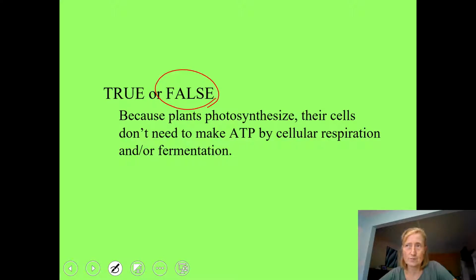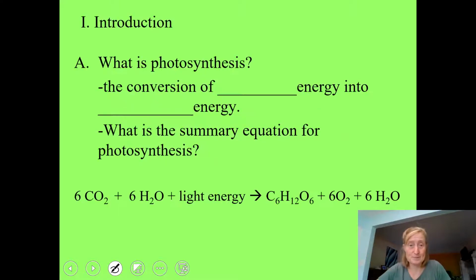Plants and other organisms that photosynthesize can make their own sugar. That's fantastic. They can grab carbon dioxide and light energy and make organic sugars. But they still need ATP to do all of their cellular work. So you have to convert those sugars into ATP by cellular respiration and fermentation. So the answer is definitely false here.